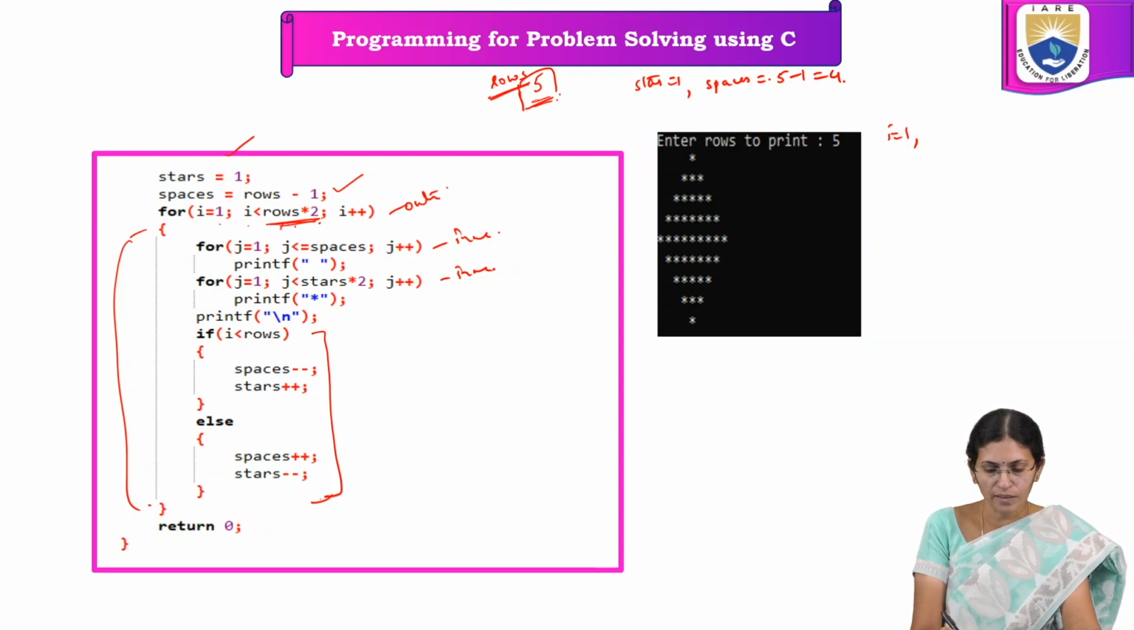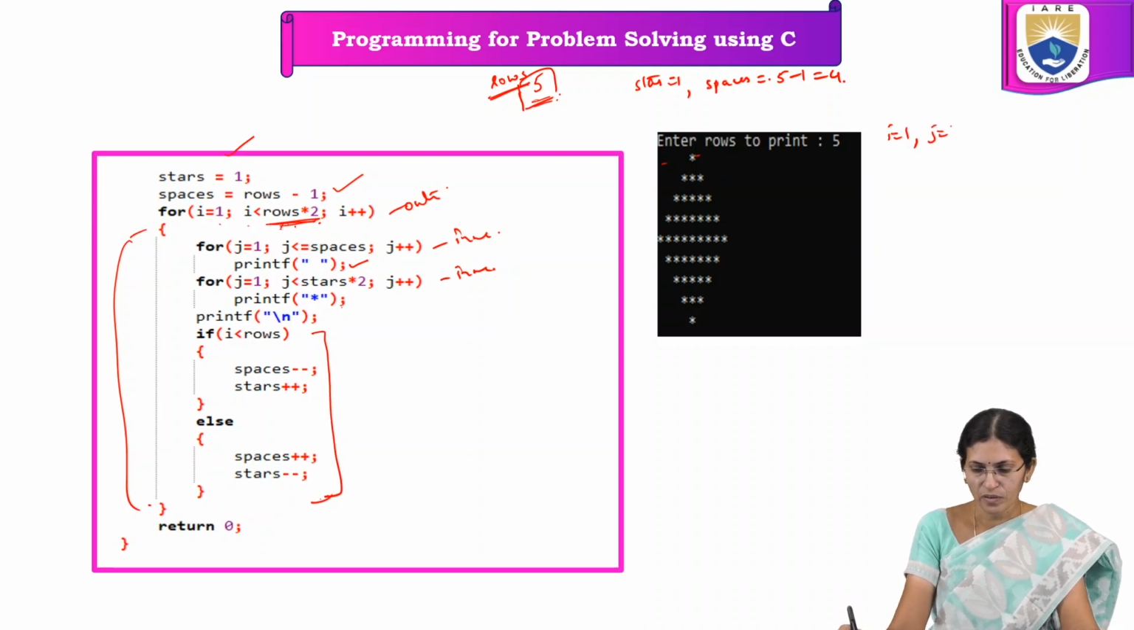Now next let us see the inner for loop. Here we have used 2 printf statements, one to print the spaces and another to print the stars. So for j is equal to 1, when it is entering this for loop, j is equal to 1 to j less than or equal to spaces.